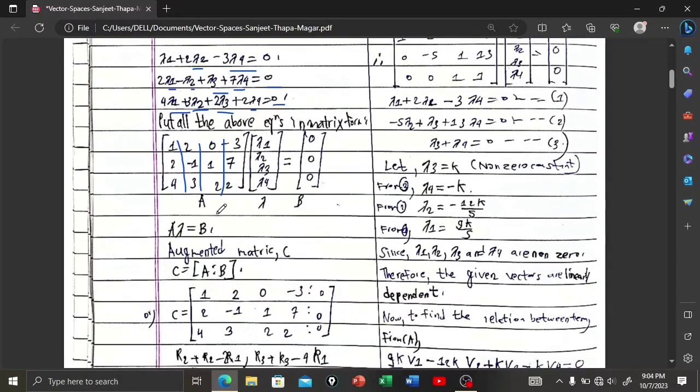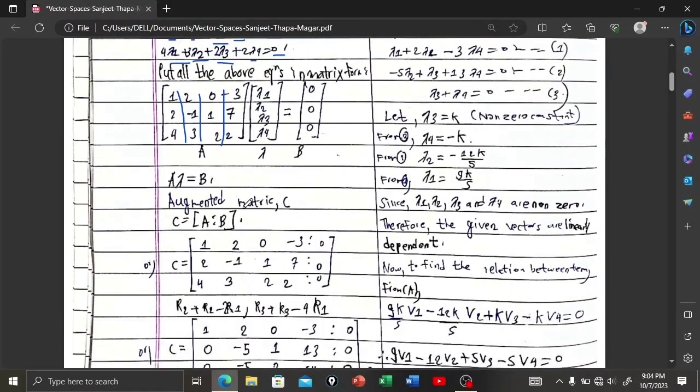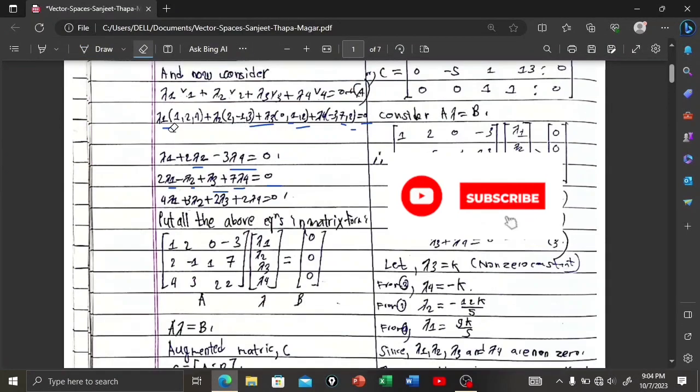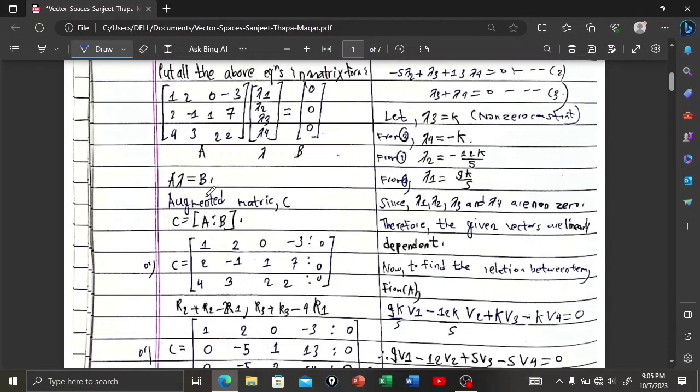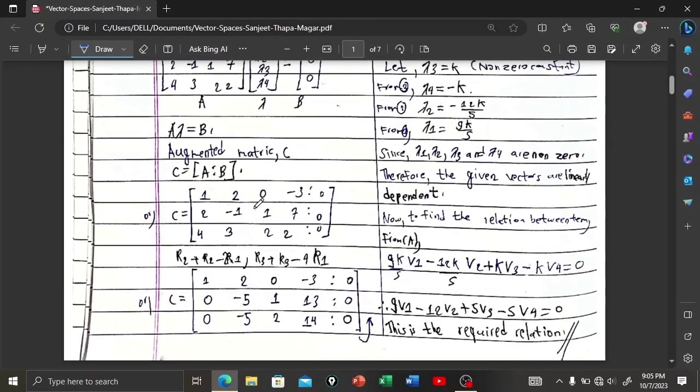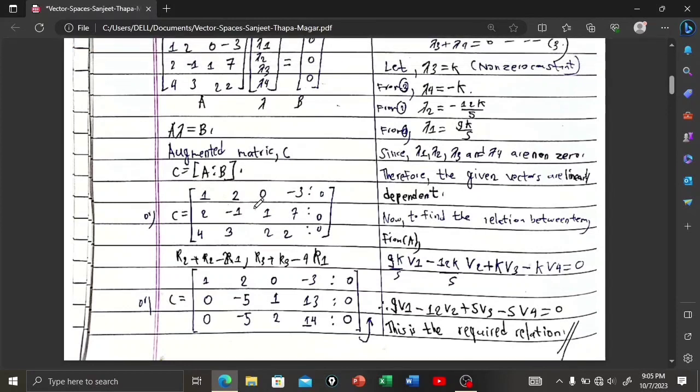So let this be matrix A, this be lambda and this be B, so A times lambda equals B. Now the augmented matrix C is A combined with B, that is, 1 2 0 -3 with 0, 2 -1 1 7 with 0, and 4 3 2 2 with 0. Now we need to change it into an upper triangular matrix.